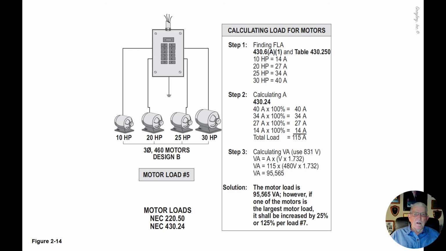Now, reviewing the boxed-in information, we have calculating the load for motors. 430.6A1 refers to table 430.250 for three-phase motors, and to use the 460 volt column. Now the 460 volt column is used for 440 volt motors, 460 volt motors, and for 480 volt motors. A 440 volt motor is usually a U-frame motor. A 460 volt motor is usually a T-frame. And a 480 volt motor is usually a special wound motor in some manner.